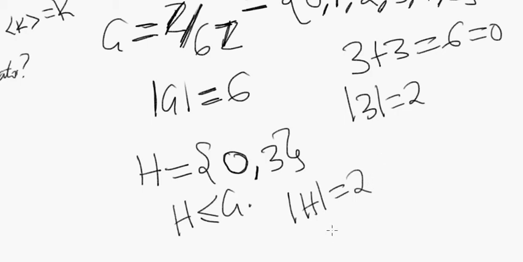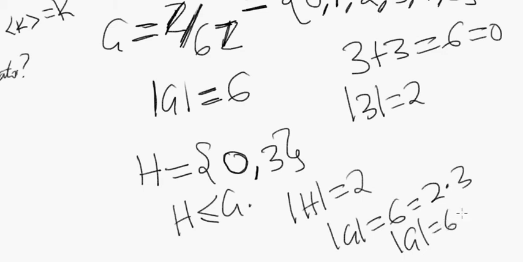But what's the order of the group itself? 6. So is 6 a prime power? Isn't 6 just 2 times 3? Would you agree that the order of G, which is 6, is not equal to p to the alpha, where p is some prime and alpha is some integer greater than or equal to 1?